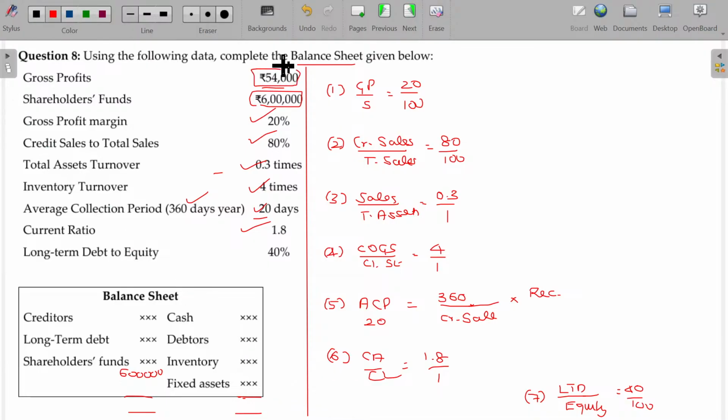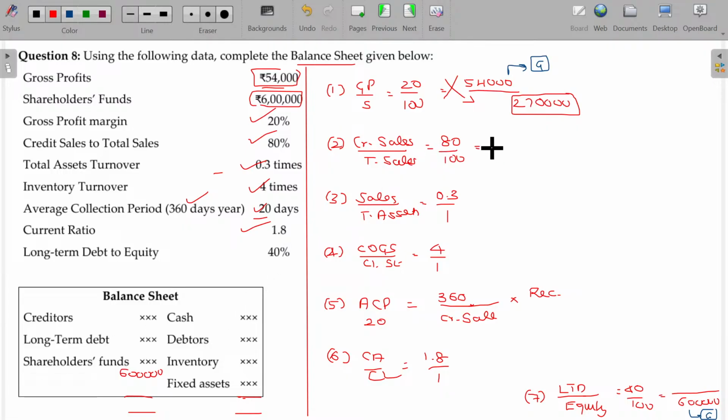GP is given, 54,000. And we have been given shareholders funds. I can post that here. Shareholders funds 6 lakhs. These are given information. G means given. Try to find out one after one here. Sales could be 2,70,000 rupees. We got the sales value using the working note number 1.